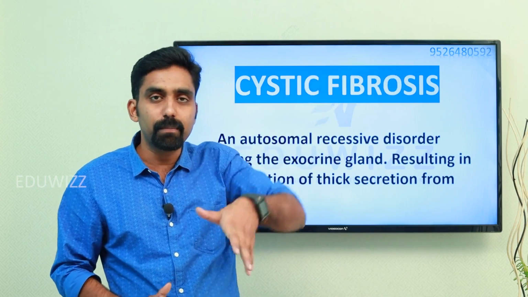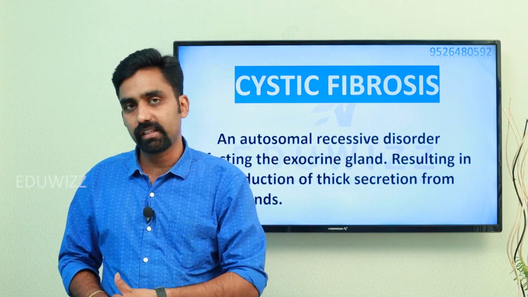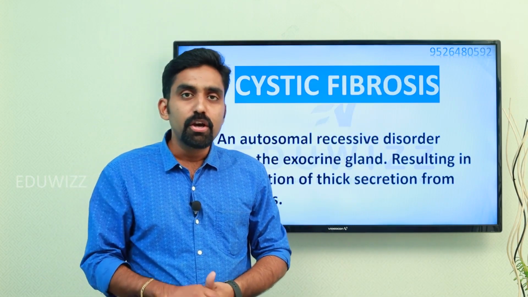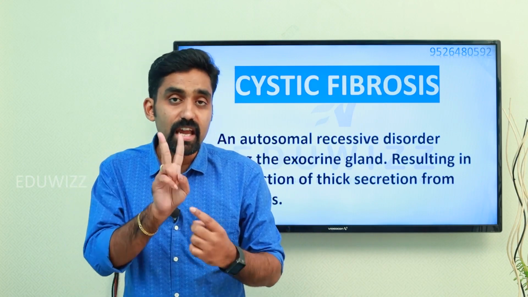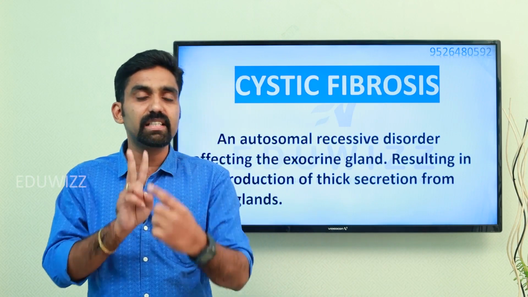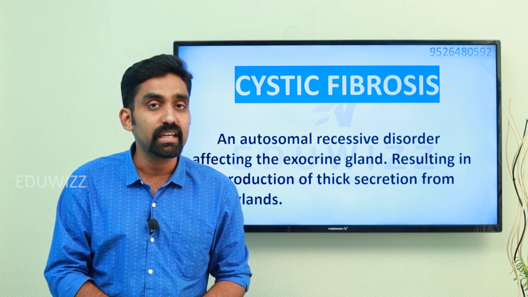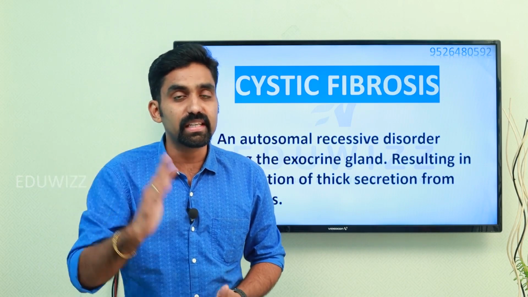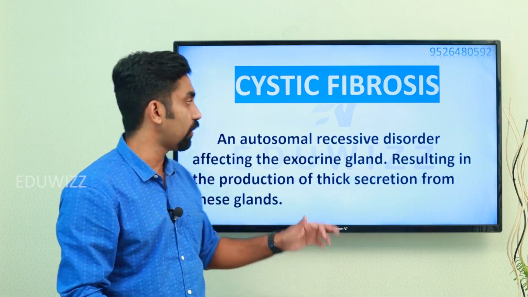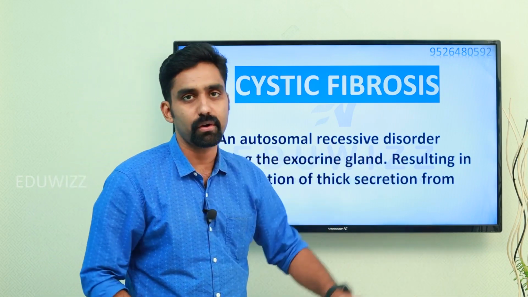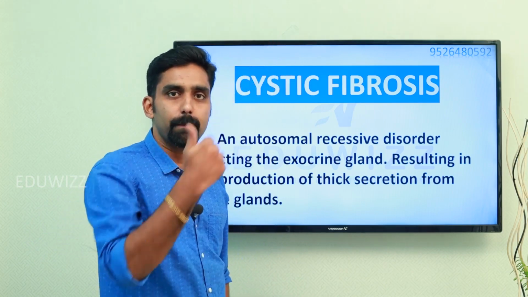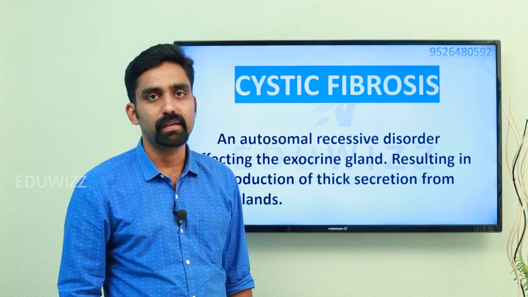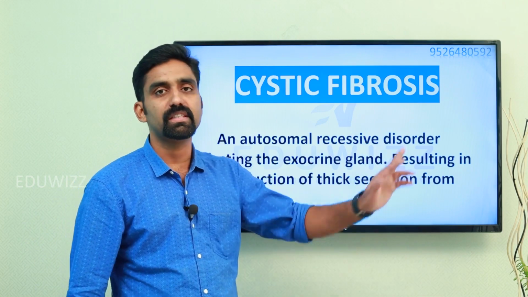One gene came from the mother and the other gene came from the father. If both these genes have an abnormality, that can lead to disease. That disease is known as an autosomal recessive disorder, because both the genes from the mother and father are abnormal. That is the meaning of autosomal recessive disorder.